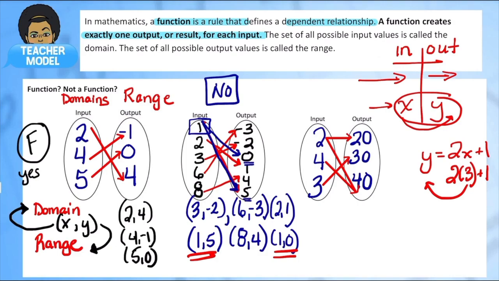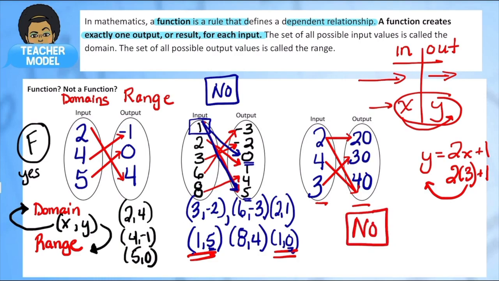And I can see it. I can see that it was happening because I have 2 different outputs. So this would not be a function. So let's look at the last one, and just by looking at it, do you have 1 input to 1 output? Just look at it for a second. What do you think? Well, you're probably recognizing no, because my 2 went to 20 and my 2 went to 40. So this is also no, not a function.